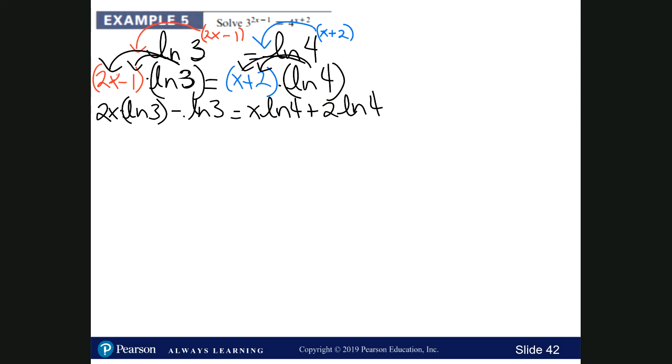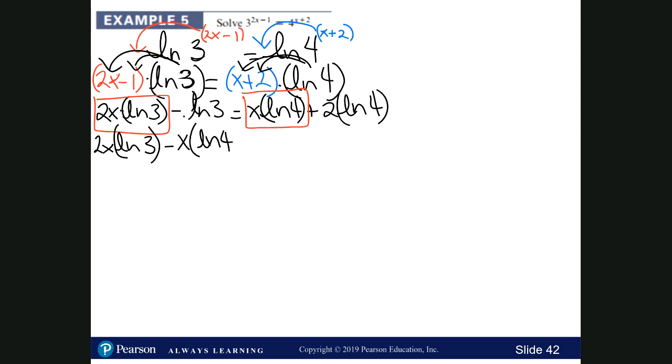Now what I want to do now is, remember this, are multiplying. What I want to do is move my terms so that I have the ones that contain x on the left side. And so that will go like this. 2x natural log of 3 minus x times natural log of 4. And that is because the x natural log 4 has an invisible plus in front of it. In other words, is performing an addition on the right side. So on the left side, it will be subtracting, inverse operations.